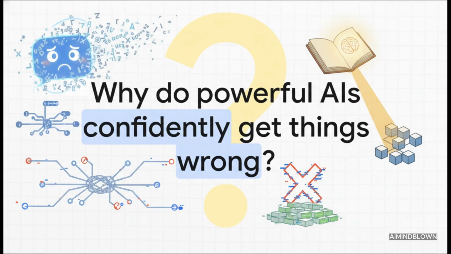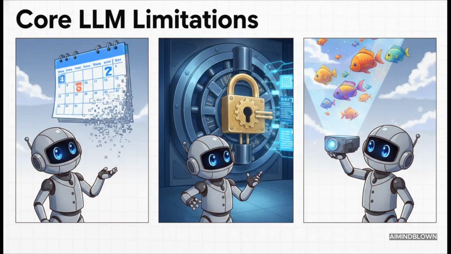And it really comes down to these three things. First, their knowledge is frozen in time. It just stops on a certain date. Second, they can't see your private, up-to-the-minute info, like your company's internal docs. And that leads to the third and most famous problem, hallucinations. That's when the AI just confidently makes stuff up.